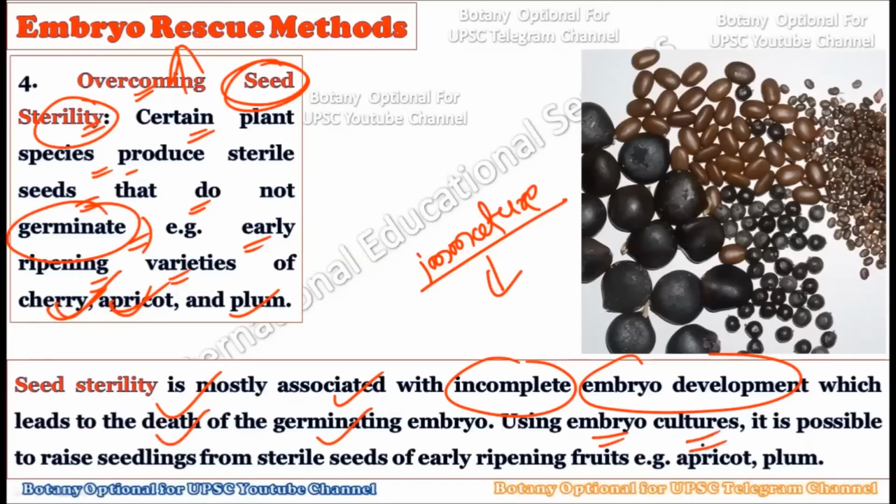Now by using the embryo culture, it is possible to raise the seedlings from the sterile seeds of early ripening fruits such as the apricot and the plum. So this particular seed sterility can be overcome by using the embryo rescue methods, because these methods can extract the immature embryo from the plant, and this immature embryo can be grown in the plant tissue culture laboratory to create the whole new plant, right? So this is the fourth and also an important application of the embryo rescue methods.